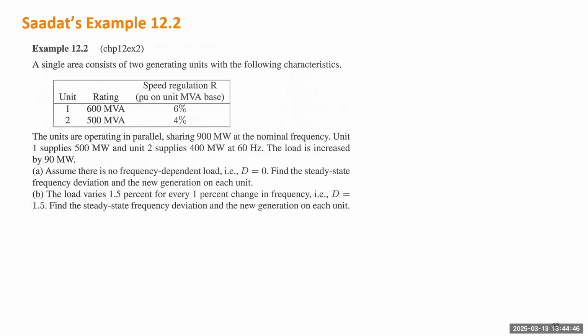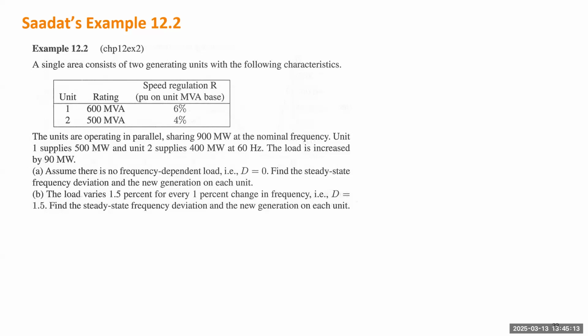So there are two cases. Assume unit 1 is supplying 500 megawatt power and unit 2 supplies 400. Both operate at 60 hertz and the load is increased by 90 megawatt. We need to figure out the change in frequency and also the change in mechanical power of each unit. For the two cases, the first case assumes there's no frequency dependent load, which means D is equal to 0.